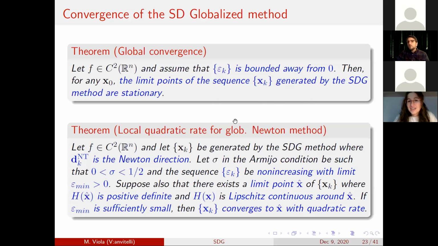And actually you can do this. So we have a local quadratic rate of convergence in the case of the Newton method, which simply says that if you take the Newton direction, and the epsilon k is a non-increasing sequence bounded away from 0, supposing that there is a limit point of the sequence where the hypotheses for the local convergence of the Newton method are satisfied, so the positive definiteness of the Hessian and the Lipschitz continuity, then if your lower bound on the epsilon k is chosen to be small enough, you can actually recover the Newton method, so that you have the quadratic rate of convergence at the end. So let's try to see if this works.